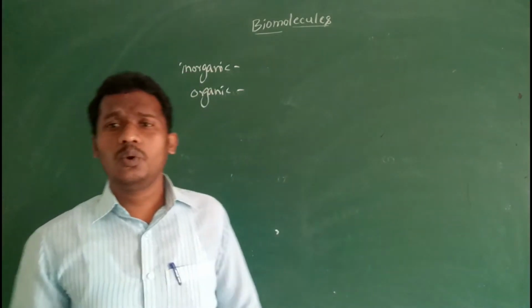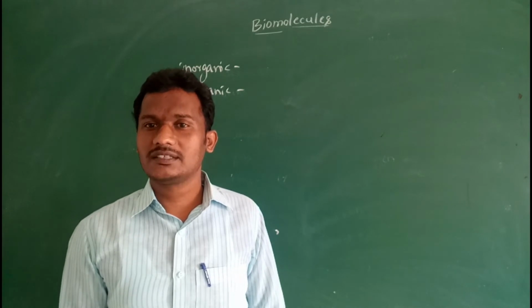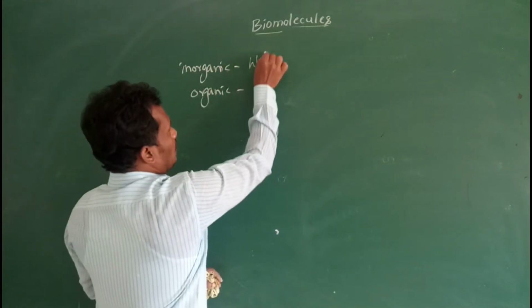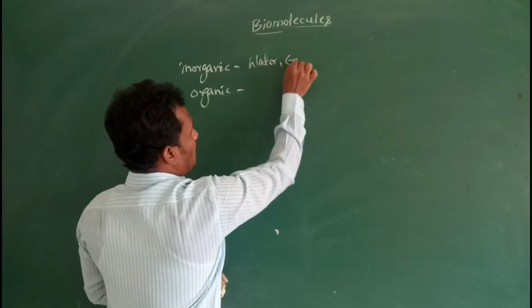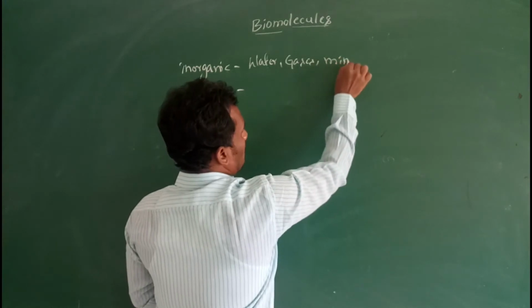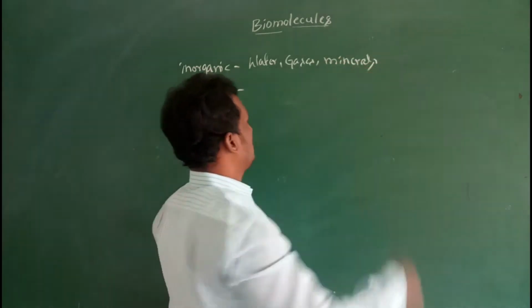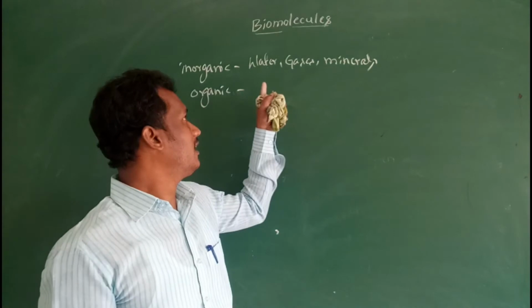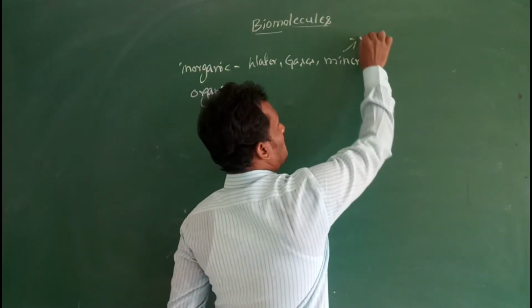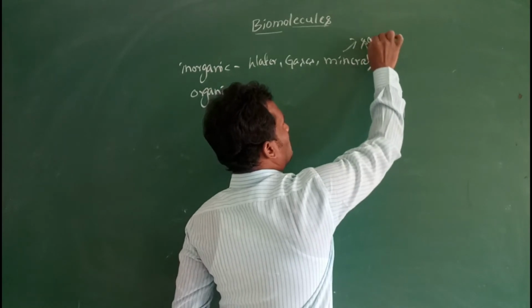Coming to inorganic chemicals first: inorganic chemicals generally are water, gases and minerals. In the plant body, minerals are mainly present as salts.